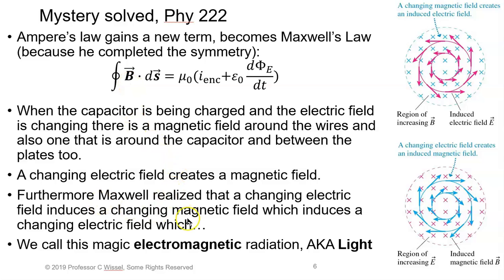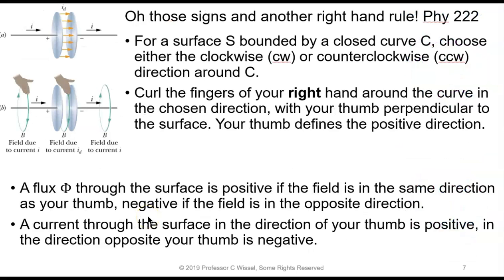Furthermore, Maxwell realized that the changing electric field induces a changing magnetic field, which induces a changing electric field, etc. We call this magic electromagnetic radiation, otherwise known as light. And if you haven't yet thought about this, take a few seconds to think of how important this is to you. Okay, so yet another right-hand rule. However, in reality, it's just kind of a variation on an old friend.